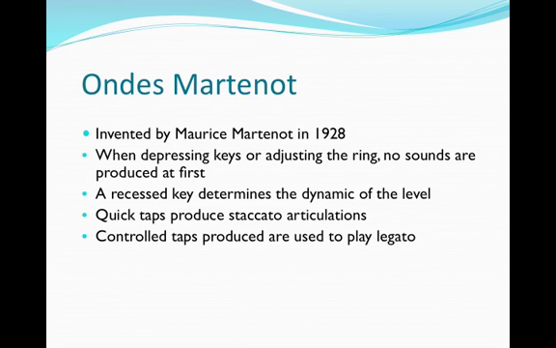The user's left hand is positioned in a small drawer, which determines the musical dynamics. A recessed key determines the dynamic level. The fashion in which it is pressed decides the attack of the note. Quick taps produce staccato articulations. Controlled taps are used to play legato. Each switch has its own sound that can be added to the chorus. This is similar to the organ.